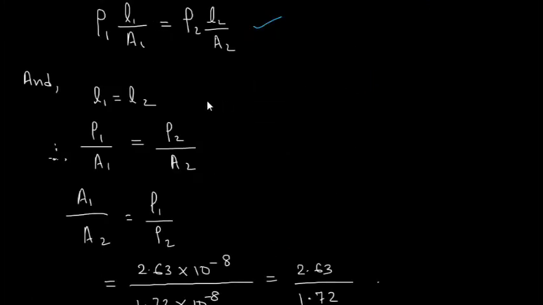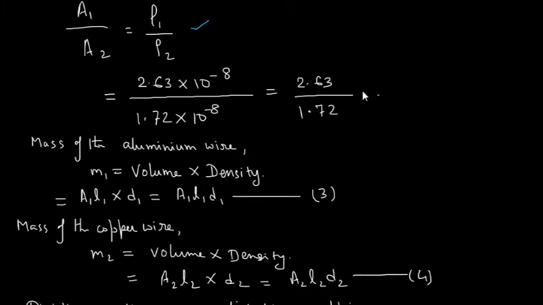And L1 is equal to L2. So we get rho 1 upon A1 is equal to rho 2 upon A2. Then we can write the same as A1 upon A2 is equal to rho 1 upon rho 2. Putting the value of rho 1 and rho 2, we will get 2.63 upon 1.72.